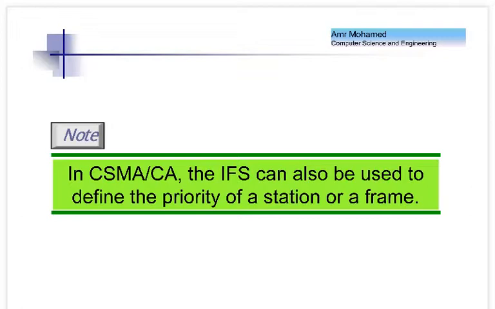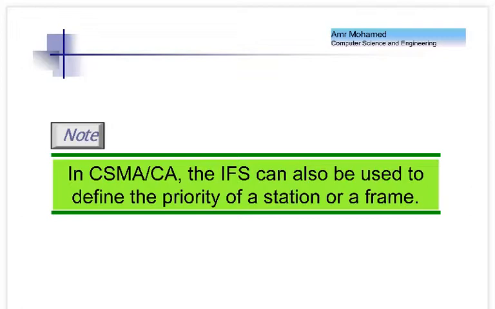So the interframe spacing can also be used to define the priority of a station or a frame. And this is a very important and interesting issue: if the interframe spacing is constant for all nodes, then all nodes will have the same priority more or less. If it's shorter for some nodes, does this mean that these nodes have higher priority or lower priority?